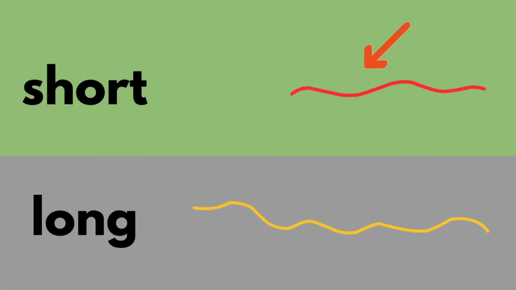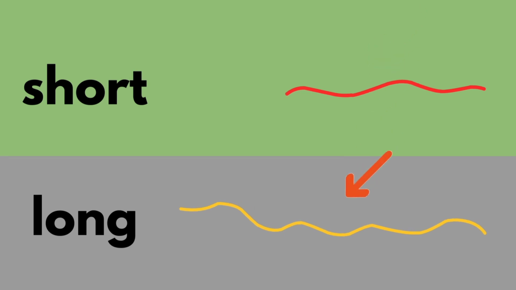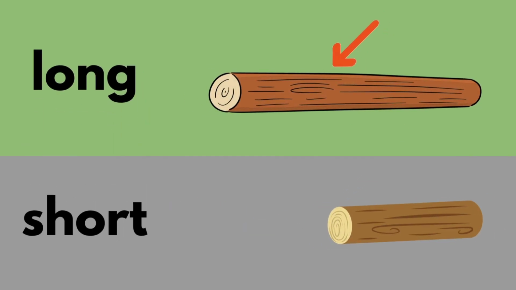This yarn is short. This yarn is long. This log is long. This log is short.